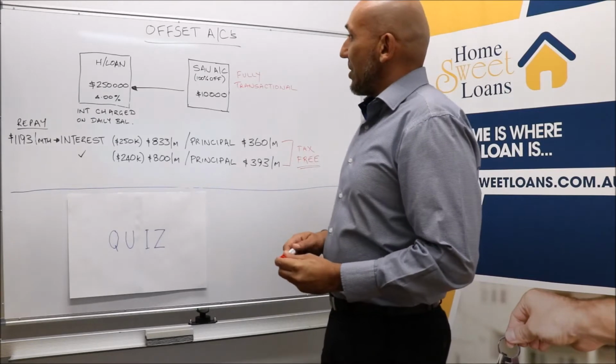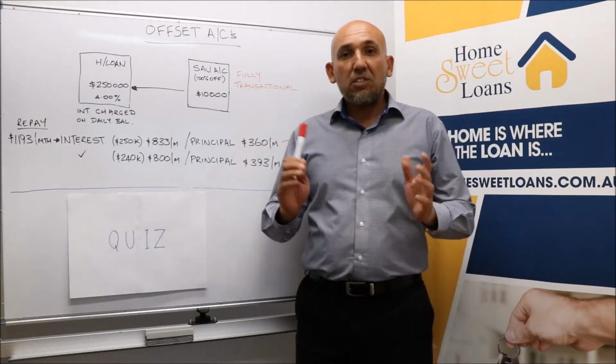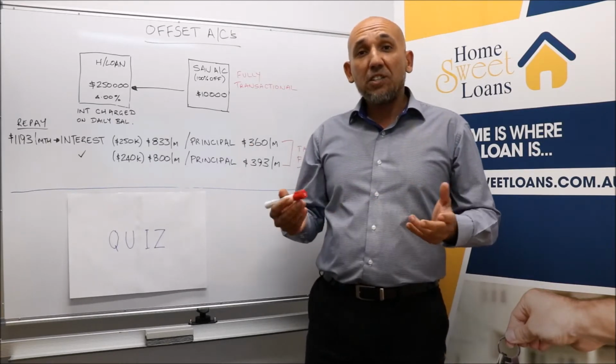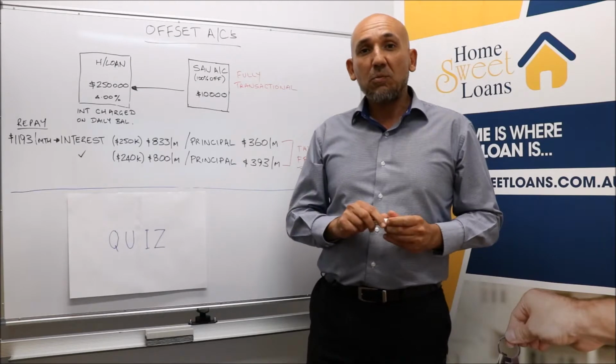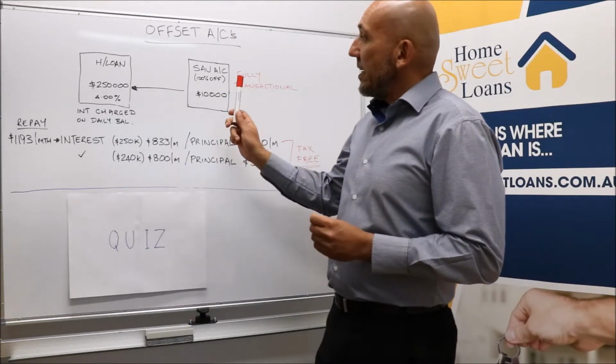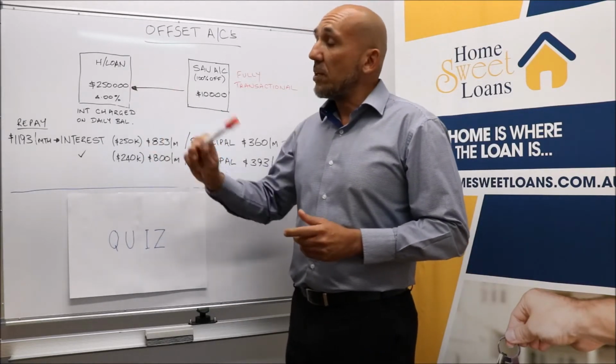What is an offset account? Effectively, it's a normal transaction account. So just like your normal day-to-day banking account where your pay goes in, your expenditure comes out, you go to a teller machine and withdraw money, that is exactly what that account is. In the instance of a home loan structure though, that account is attached to your home loan.